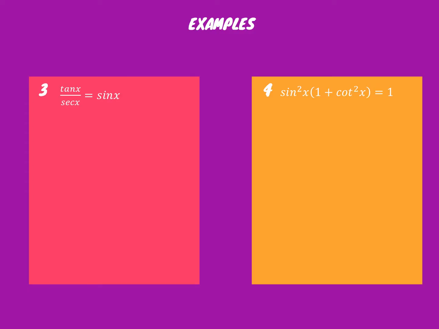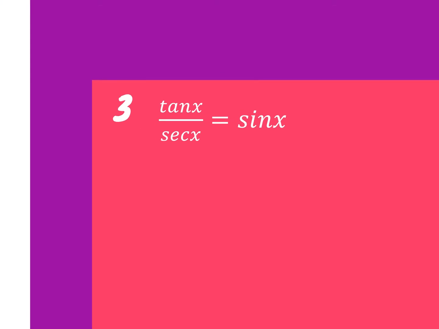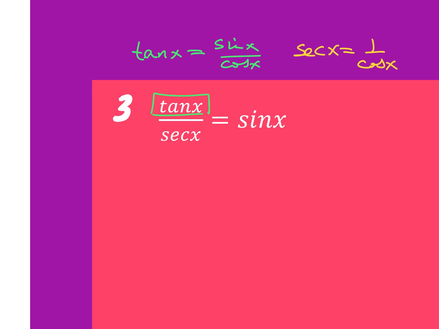Again, my left side is more complicated. I'm going to change that left side, and I'm going to change tangent x and secant x into sines and cosines. So for the tangent, I'm going to use the quotient identity because I know that tangent x is equal to sine x over cosine x. That's what I'm going to replace right here in the numerator. And then I know secant of x is equal to 1 over cosine. So these are the two I'm going to substitute.